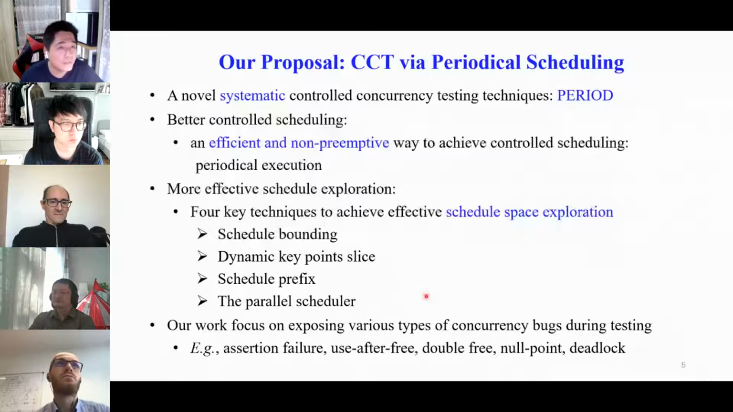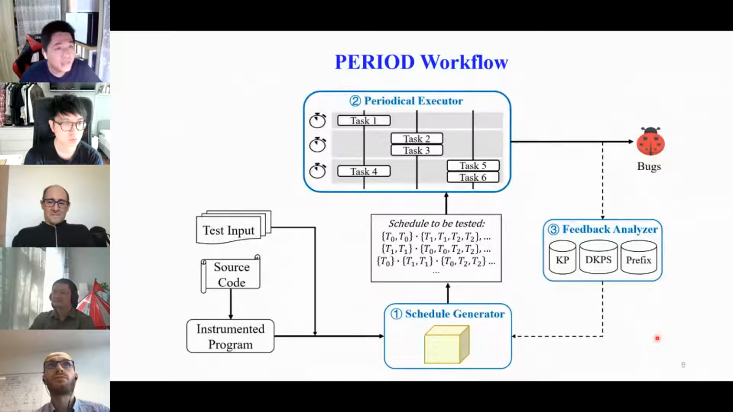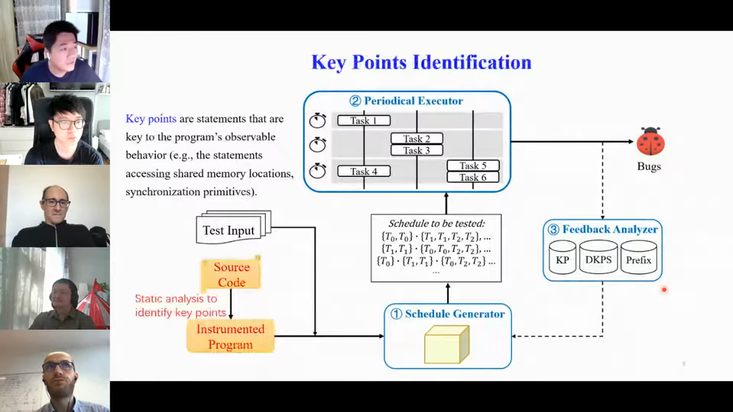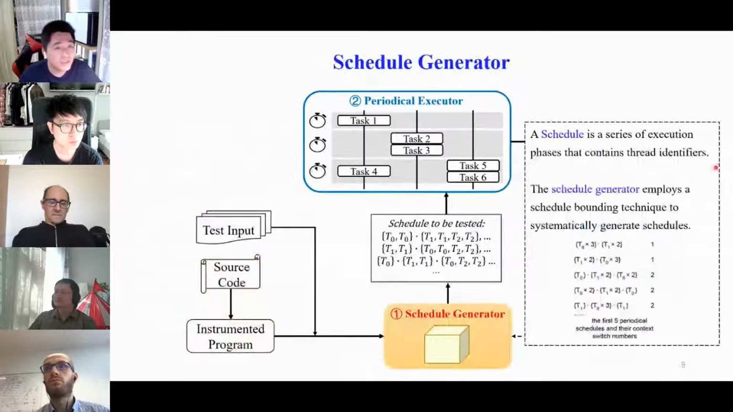Let's take a quick look at the workflow of PERIOD, which contains three main components: schedule generator, periodical executor, and a feedback analyzer. Given the source code of the program, PERIOD first applies static analysis to identify key points. Key points are the statements that are key to the program's observable behavior, such as statements accessing shared memory locations or synchronization primitives. The schedule generator generates schedules according to the number of key points.